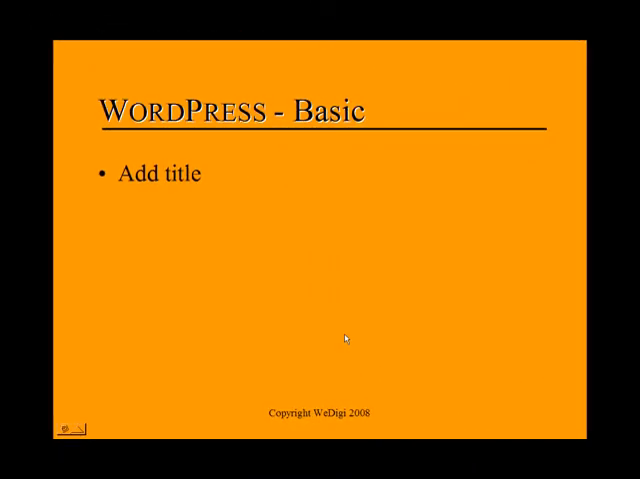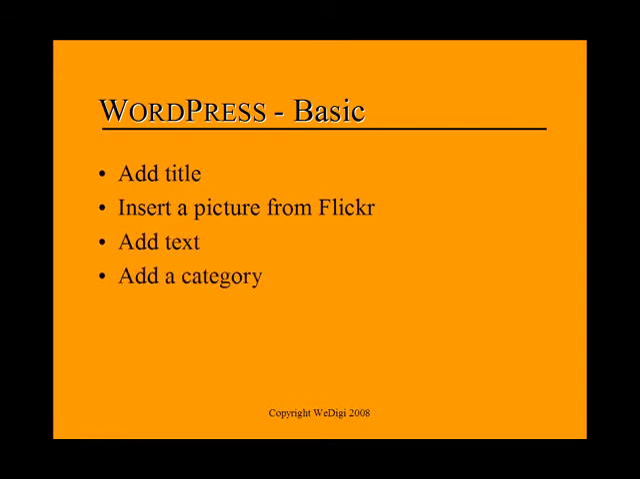In this section, we saw how to build a WordPress post, and we started out by adding our title. We then inserted a photograph from Flickr. Next, we added some text and reviewed the text box. We added a category to our post. We added a tag, and then finally we published our post to the internet. Okay, at this point, again, it would be a good time to pause this video and go back and build your own WordPress post.